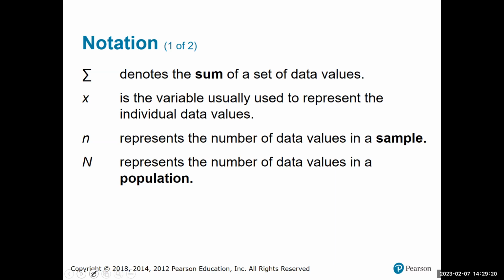X is an individual data value. So if we have 10 data values in our sample, each one of those is an X. So we have the first X, the second X. We usually call those X sub 1, X sub 2. So each data value is an X. In algebra, X is usually something unknown. In statistics, it refers to a data value.